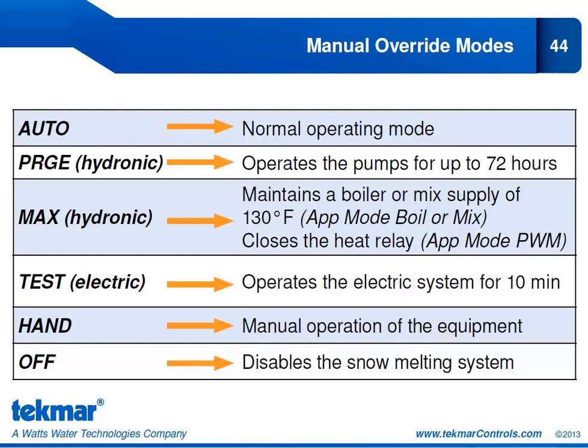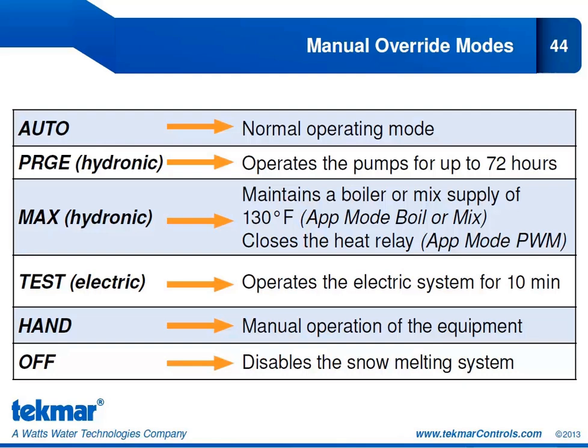Max is like max heat in our previous controls, so this would obviously only apply to hydronic systems. You would maintain a boiler or a mix supply of 130 degrees in the max override mode. So if you're in application mode boil, your boiler supply would be targeted at 130. If you're in application mode mix, your mix supply would be targeted at 130. If you are in application mode PWM, then instead we will close the heat relay. So max is also configurable as far as time is concerned. The range is the same as purge. You can go from 10 minutes to 72 hours.